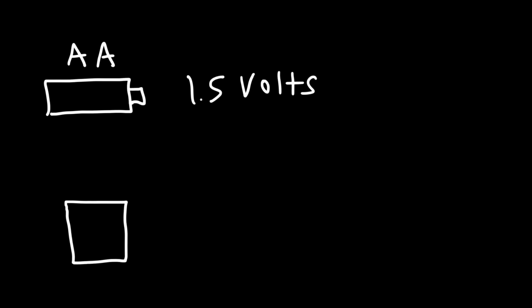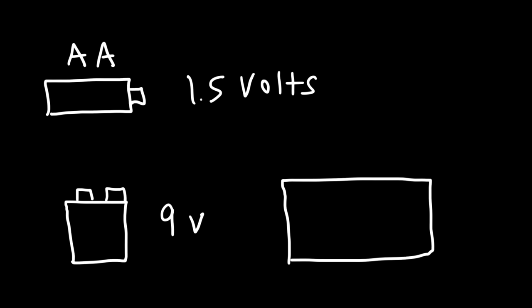Now let's talk about batteries. A typical AA battery has a voltage of 1.5 volts. And perhaps you've seen the 9-volt batteries, which look like this. And then you have the car batteries, which generate 12 volts. Let's say this is the positive terminal and this is the negative terminal. If the negative terminal is at 0, the positive terminal is at 12. The difference between these terminals is 12 volts.